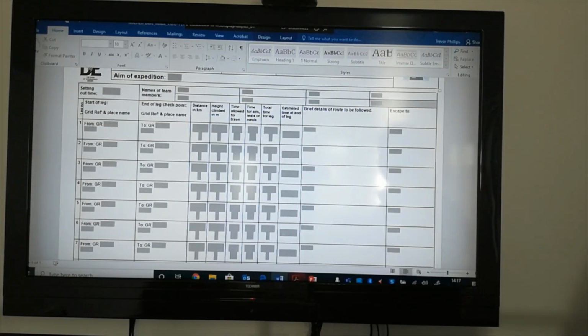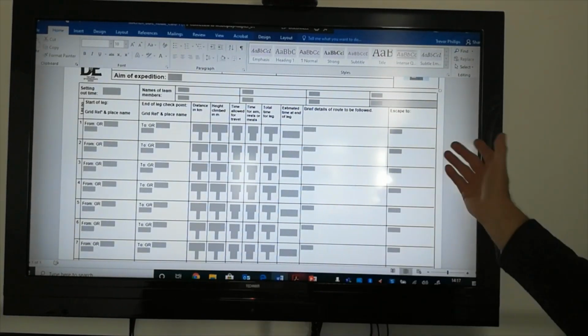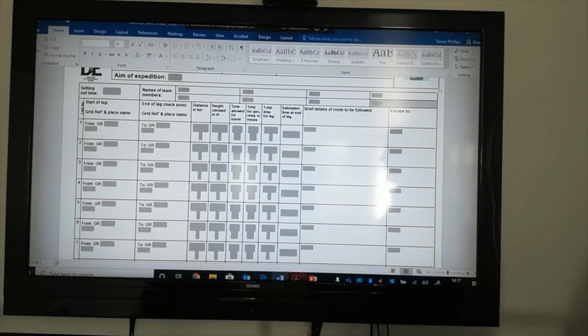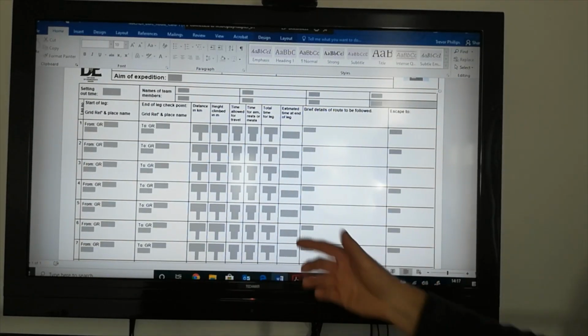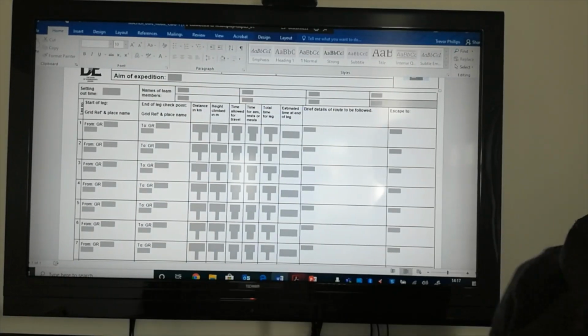You've given a brief detail of the route. And your escape route could be some other way of trying to get round that route or down another side street. Okay. And it's as simple as that then. Leg two obviously would have been going down that side street.